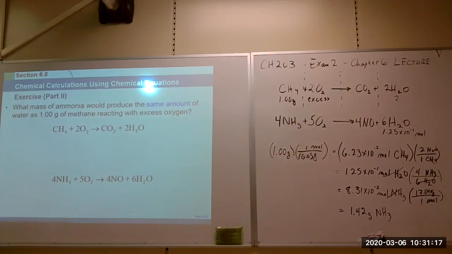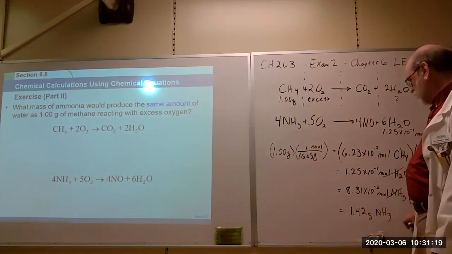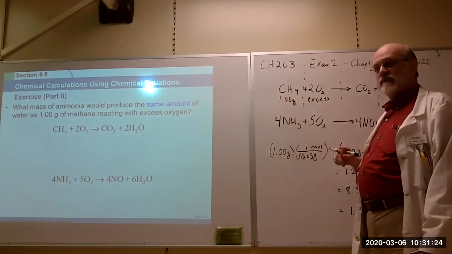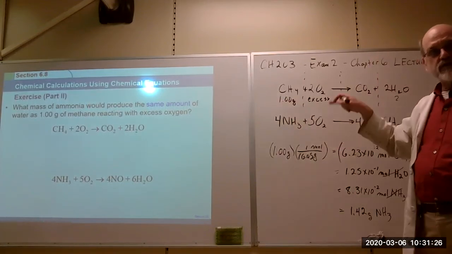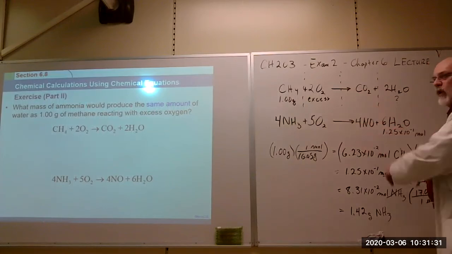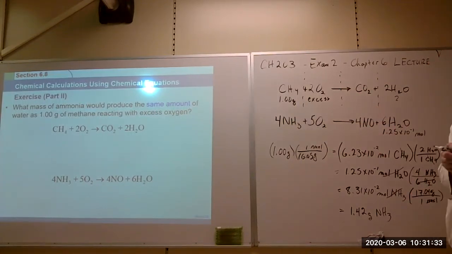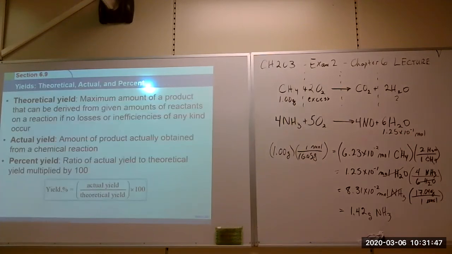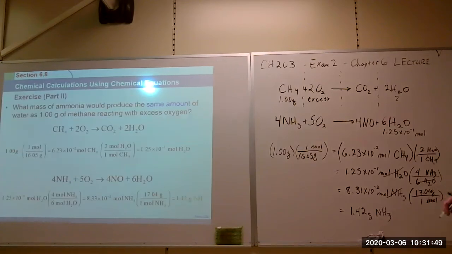So that says that if we start off with this many grams of ammonia and this many grams of methane, they each, in their separate reactions, produce the exact same amount of water. Okay, so there's all the calculations. That's how much water. We'll take that much water and convert it back to ammonia. And Bob's your uncle.